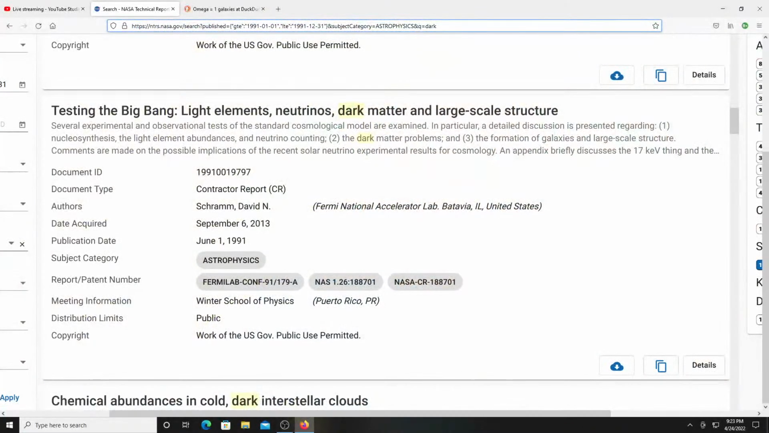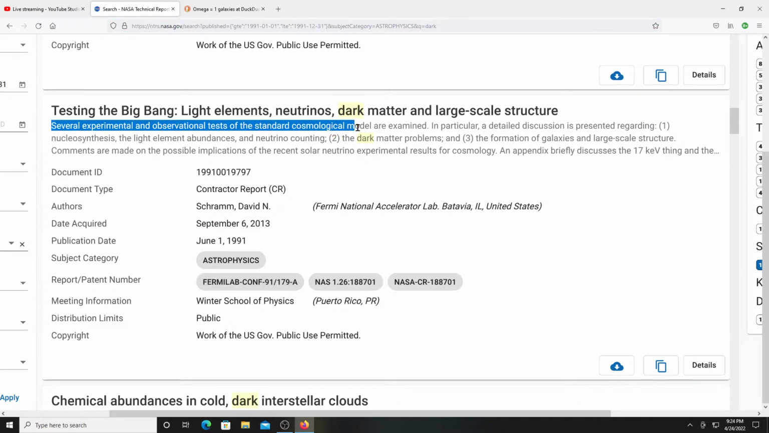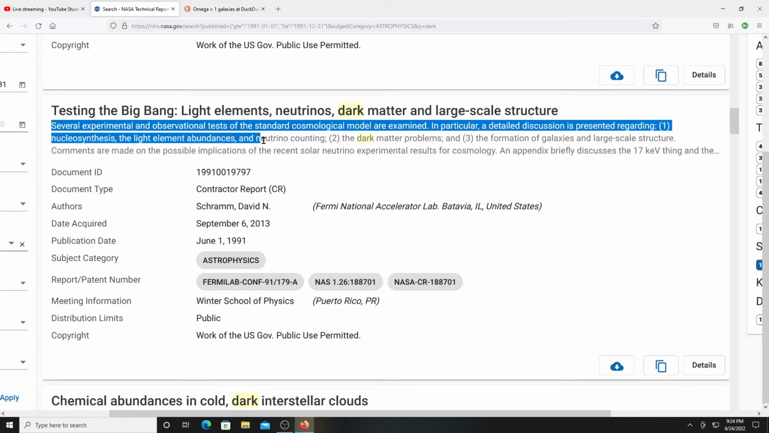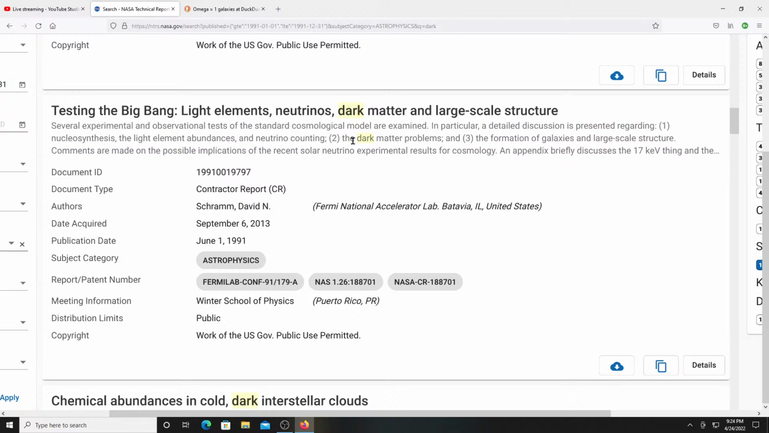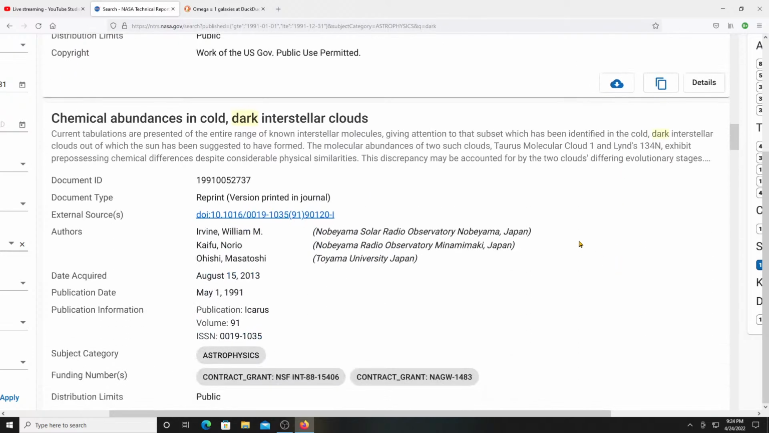Look, they got the Fermi School, the Fermilab Conference. Look at this. Several experimental and observational tests of the standard cosmological model are examined. In particular, a detailed discussion presenting the nucleosynthesis, the light element abundances, and the neutrino counting, the dark matter problems, and the formation of galaxies and large-scale structure. Comments on the possible implications of the recent solar neutrino experimental results for cosmology. So they got all of this.